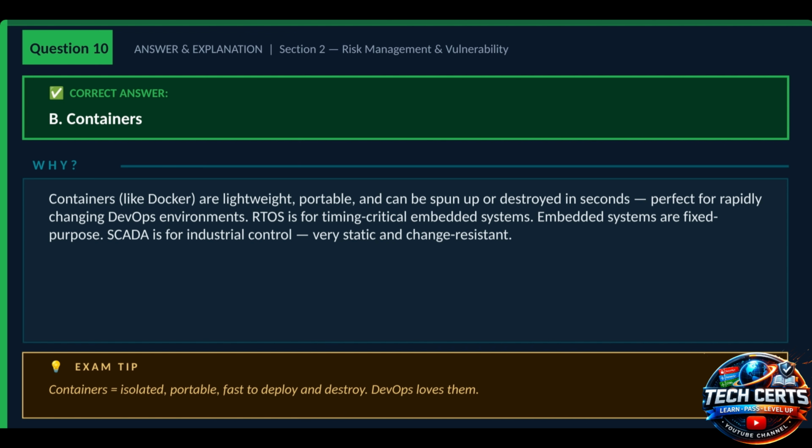RTOS is for time-critical embedded systems. Embedded systems are fixed purpose and not meant to change often. SCADA is for industrial control, very static and highly change-resistant. When you see frequent changes on the exam, think containers.